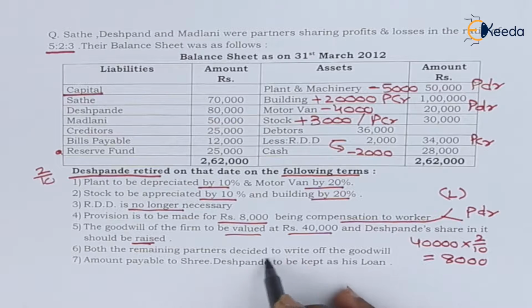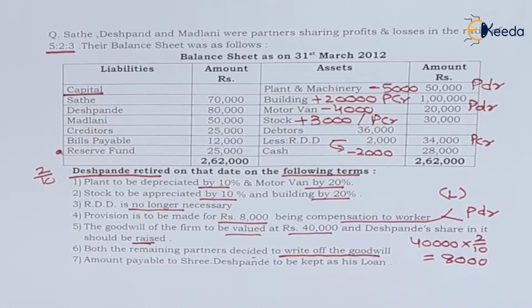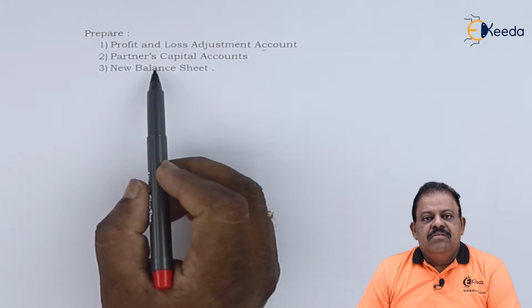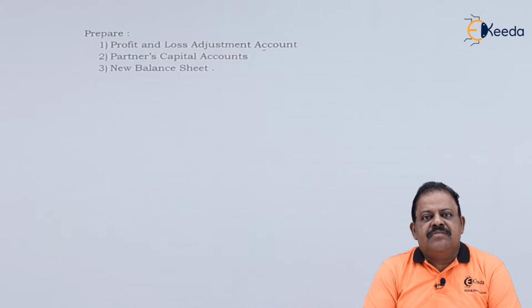Both remaining partners decided to write off goodwill. So goodwill is raised first and then it is written off. Amount payable to Shri Deshpande to be kept as his loan. So that amount is transferred to his loan account. Prepare profit and loss adjustment account, partners capital account and new balance sheet.